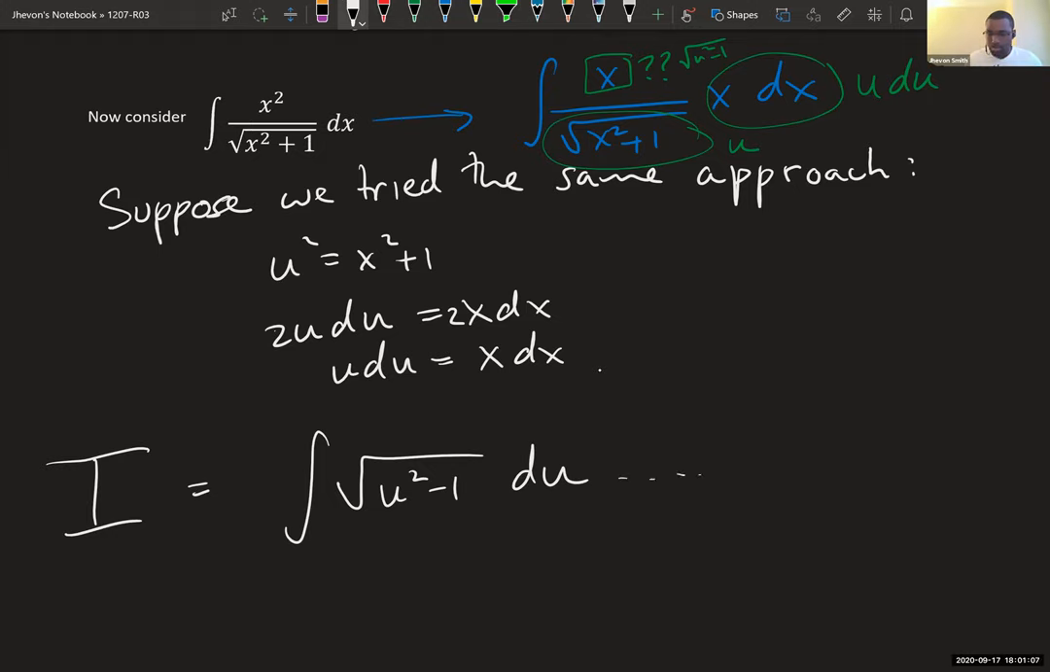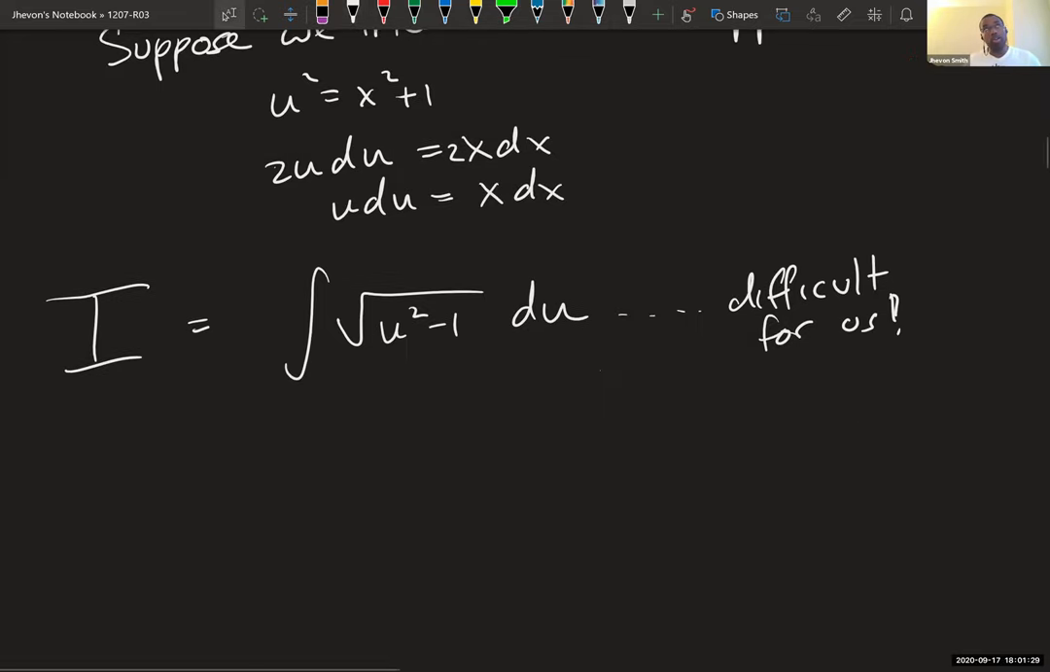and this one, well, I shouldn't say it's difficult, but it's difficult for us at the moment. Right? Do you know how to integrate the square root of u squared minus 1? Not really. Right? If it was a 1 over the square root of u squared minus 1, then yeah, I could use a hyperbolic trig function to get to that. But this one is actually difficult.